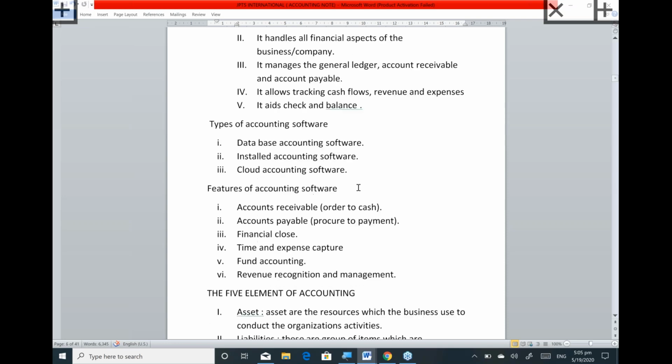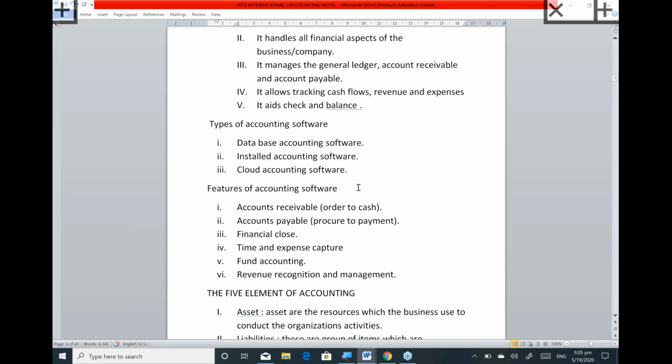Now, it also allows tracking cash flow, revenue and expenses. You can track your money, where your money is hiding, who is owing you, and where it is. You can always track that. Then it aids check and balance. Are we spending too much? Is our income, our revenue, more than our expenses? You can easily check, then you make amendments.